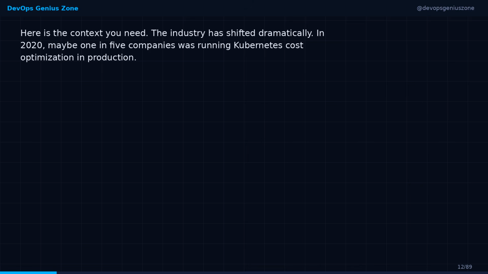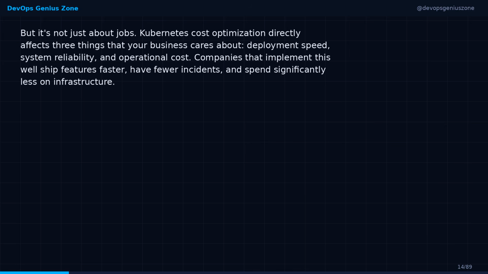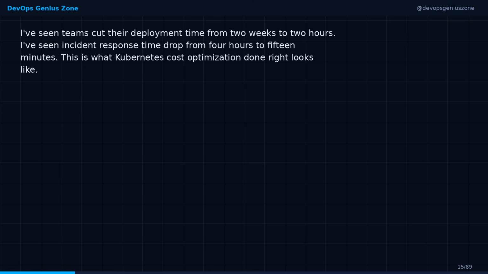Let's get into it. Here is the context you need. The industry has shifted dramatically. In 2020, maybe 1 in 5 companies was running Kubernetes cost optimization in production. By 2025, it's standard. If you don't understand this deeply, you're competing for jobs against people who do. But it's not just about jobs. Kubernetes cost optimization directly affects 3 things that your business cares about: deployment speed, system reliability, and operational cost. Companies that implement this well ship features faster, have fewer incidents, and spend significantly less on infrastructure.